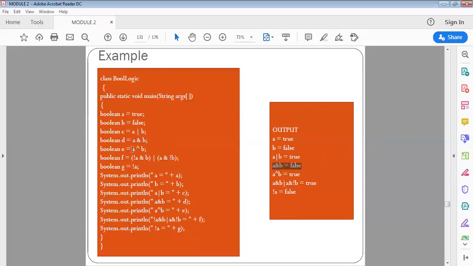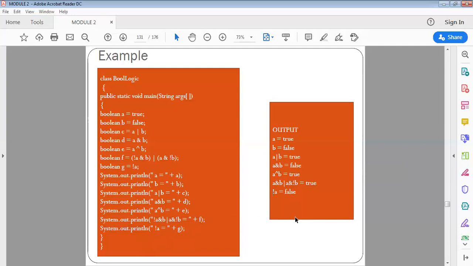Next, XOR, A XORed with B. True and false: if both are the same it will be false, if both are different it will be true. So A XOR B is equal to true. Similarly, not of A: as A is true, not of A is false. So you check this one, and that output should also be true. This is the concept you have.